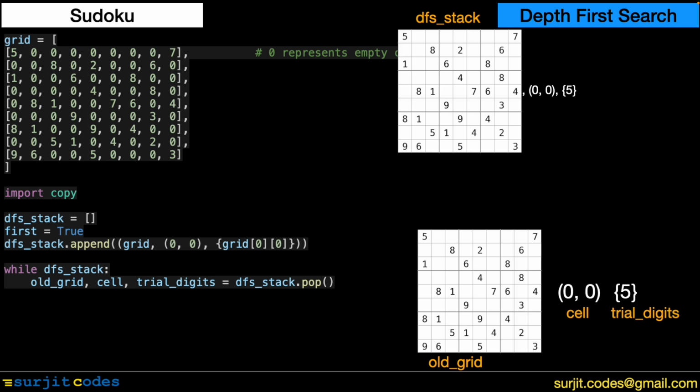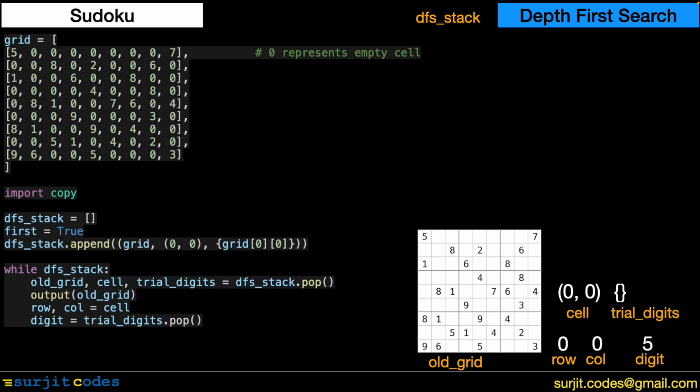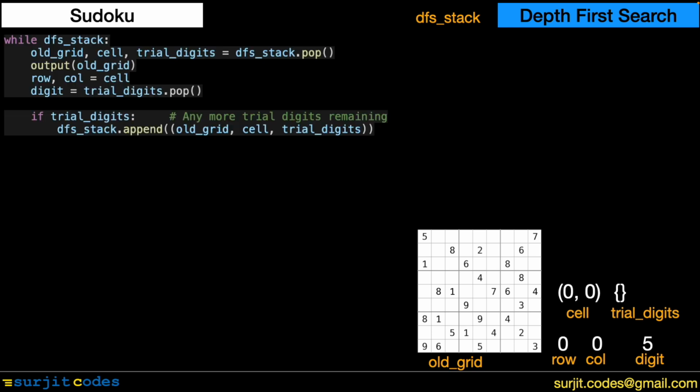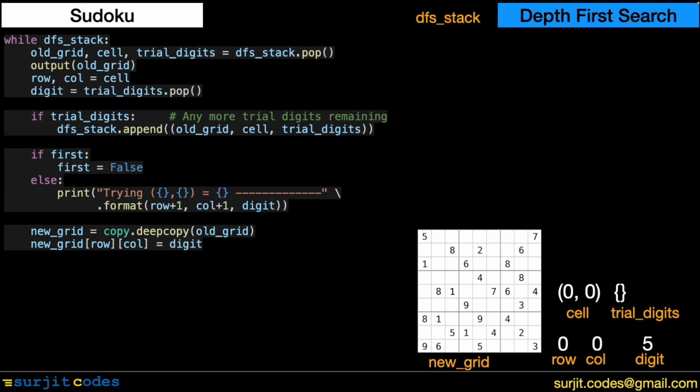Inside the loop, we pop out the same entry from the stack and save it as the old grid, the cell, and its trial digits. The stack becomes empty. We output the grid for records. We extract row and column of the cell and a digit from the trial set of digits. There are no pending trial digits, so we do not push it back to the stack. First now becomes false. In subsequent iterations of the loop, we print the current trial digit. We now deep copy old grid as new grid and place the digit at the cell of the new grid.